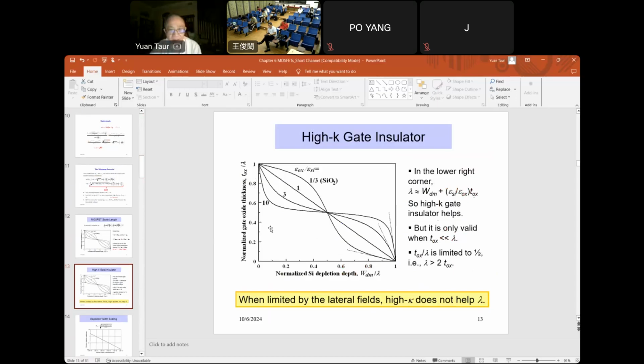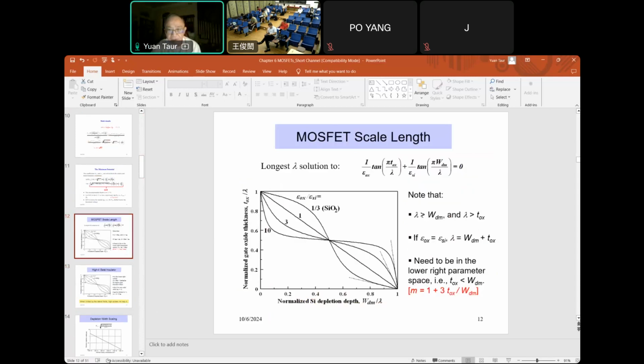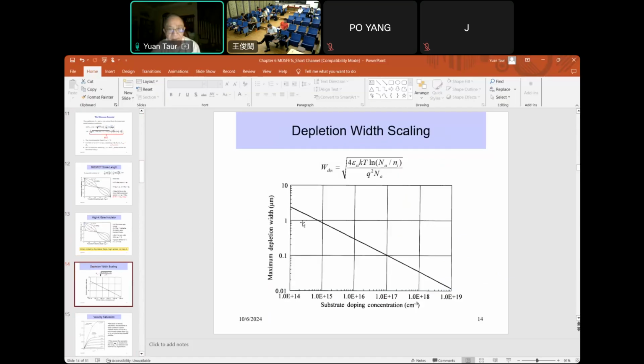All right. But the bottom line is that, go back to here, the lambda is larger than the larger of WDM and TOX. So we thin down the TOX side to scale the short channel device, but we also need to reduce the maximum diffusion width. And this means that we have to increase the doping, because in chapter 4, the maximum diffusion width is given by the 2 psi B condition.